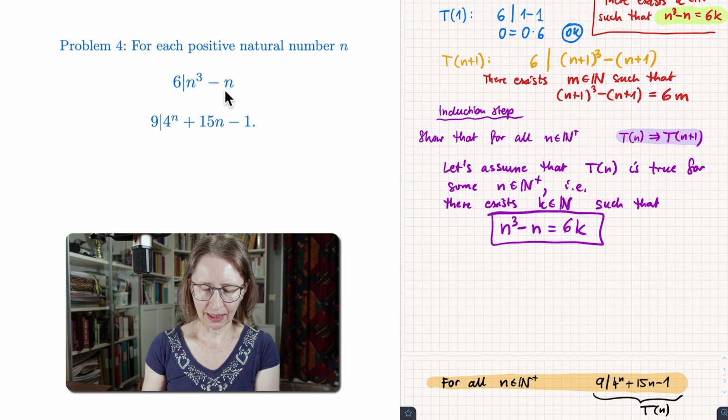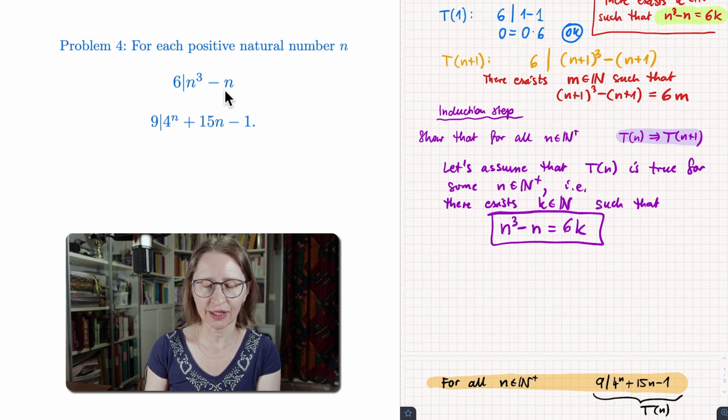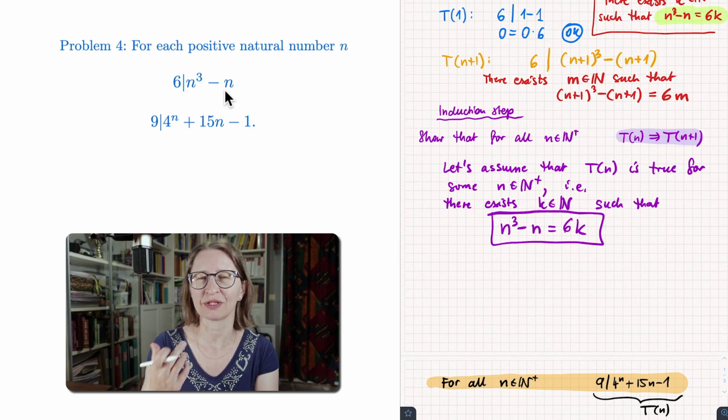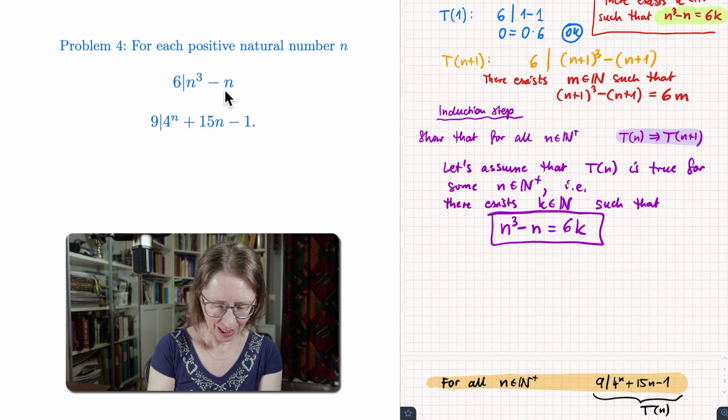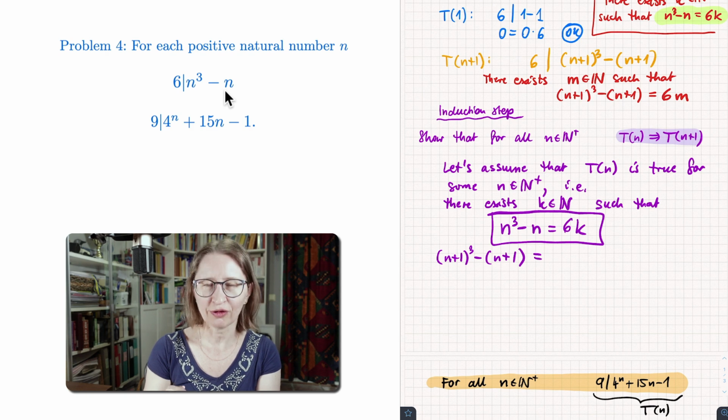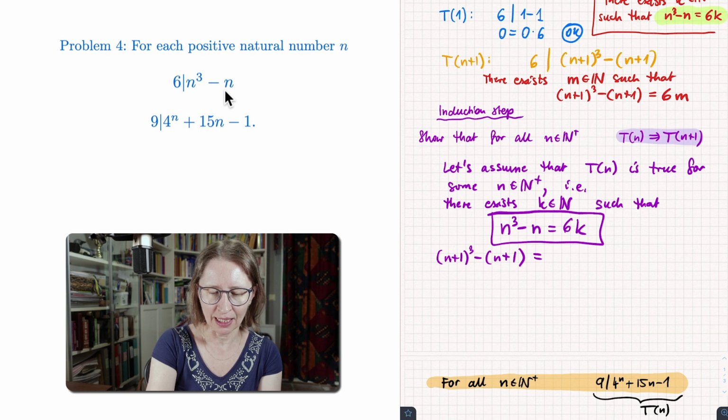Okay, and now we have to prove that this means that also (n+1)^3 minus (n+1) is divisible by 6. So now we have to work with this (n+1)^3 minus (n+1). We have to show that this number is also divisible by 6.